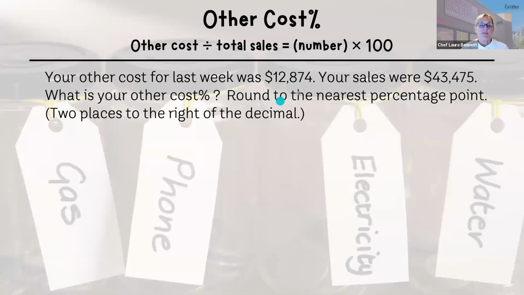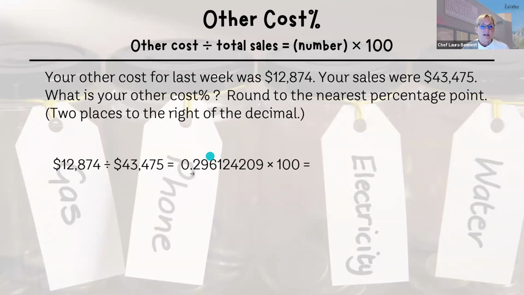Now our other cost, $12,874. Sales, $43,475. Cost divided by sales, our decimal number times 100, our percentage rounded to the nearest percentage point.